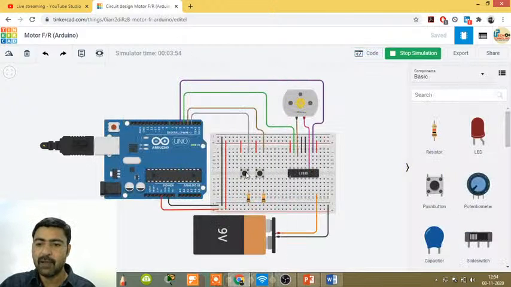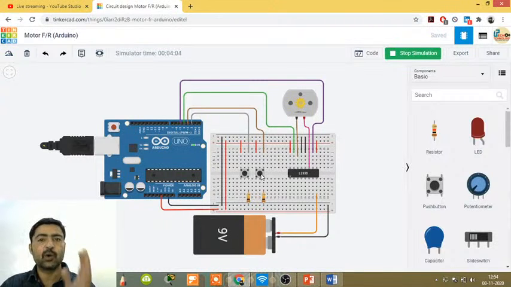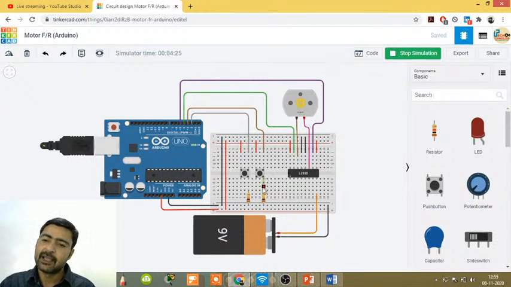One by one, if I press this first button, the motor is moving clockwise, that means I'm sending 1 0. If I press the second button, that means I'm sending 0 1, and the motor is moving counterclockwise. If I press both buttons, that means I send 1 and 1. Please don't get confused. You can also say 5 volt or 0 volt. 0 means logic 0, 5 volt means logic 1. So what will happen if I press both of the buttons?